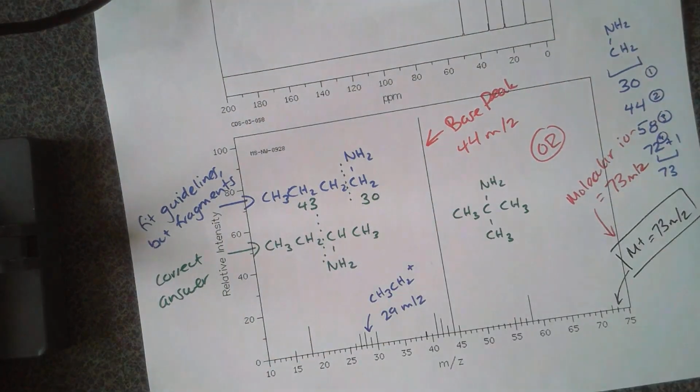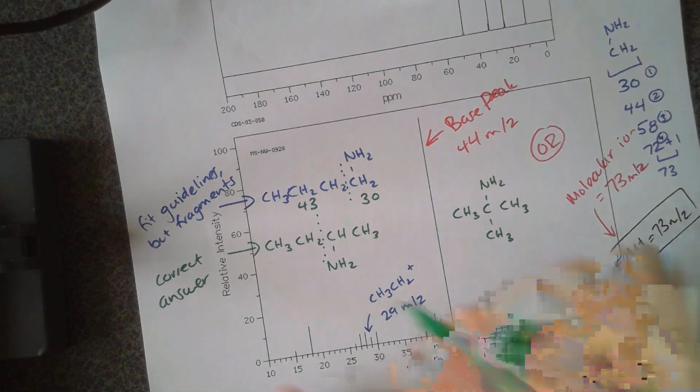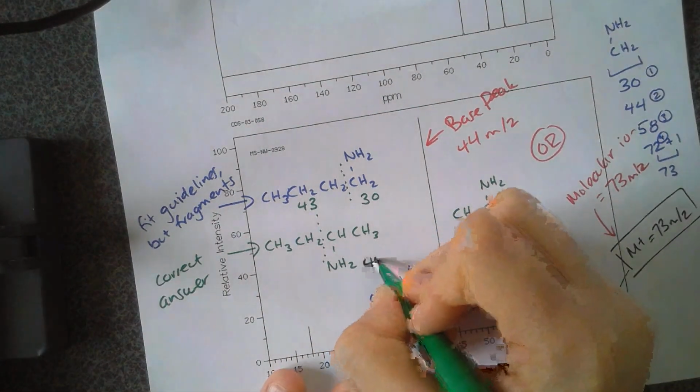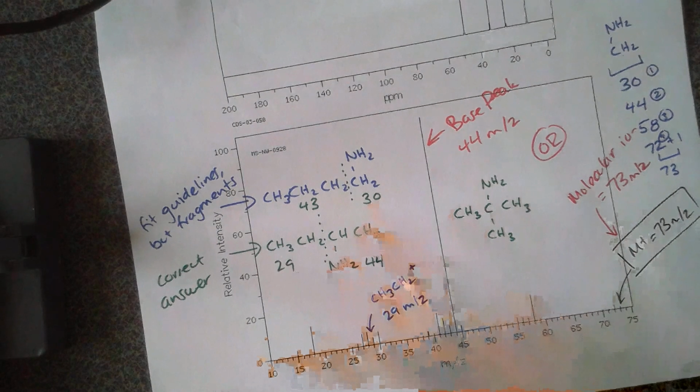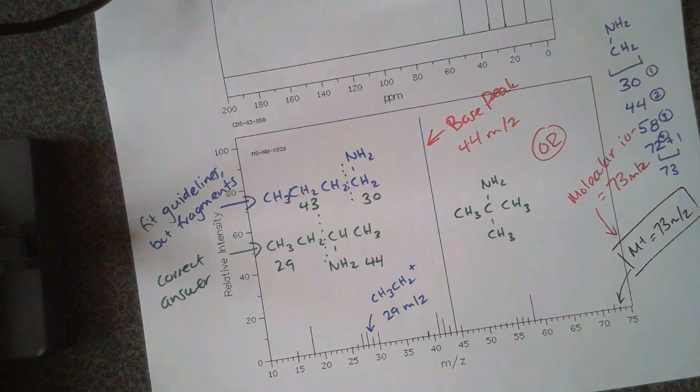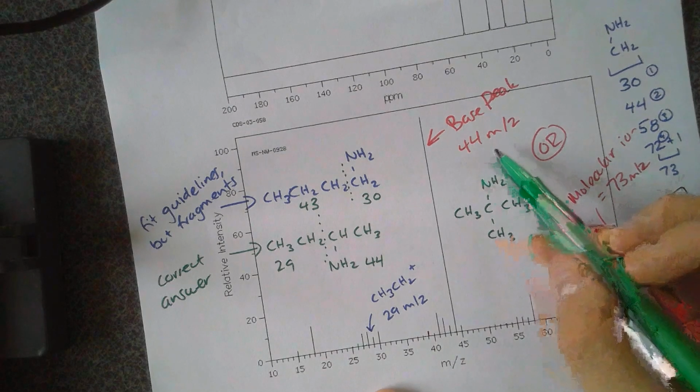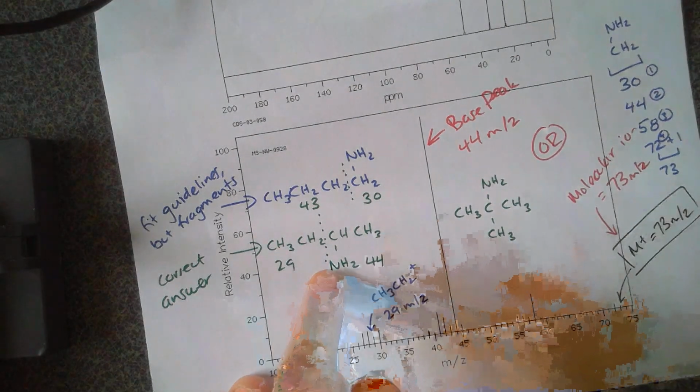So if I cut it off here, I would have 14, 12, another 1, and then a 15. So this fragment is 44, and then if I do 73 minus 44, I should have a 29. Yeah? And we see that the base peak is that 44. So it suggests that this is the fragment.